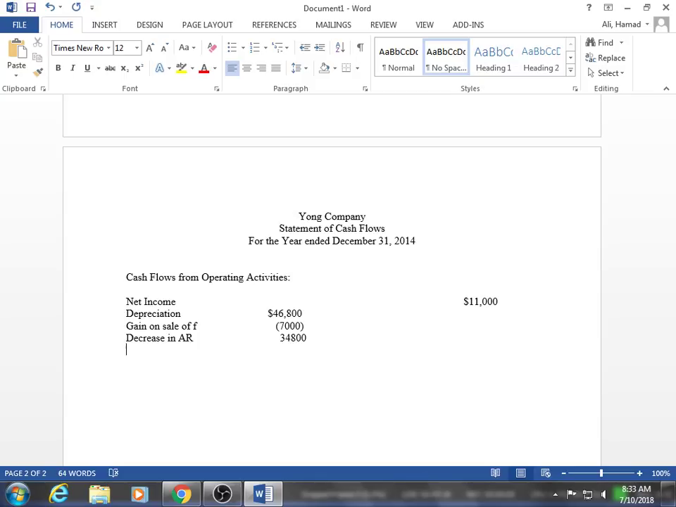Inventory. Did it go up or down? It went down from 450,000 to 350,000, so it went down by 100,000. So is that positive or negative? Positive. So decrease in inventory by 100,000, it's a positive.